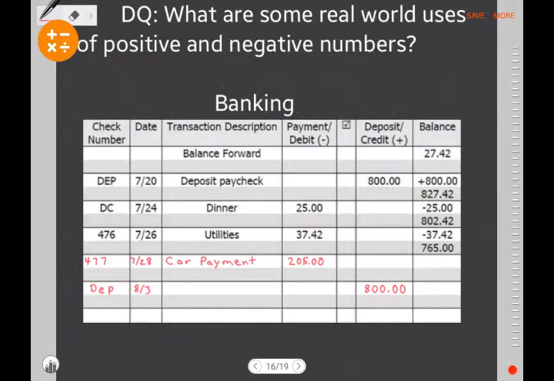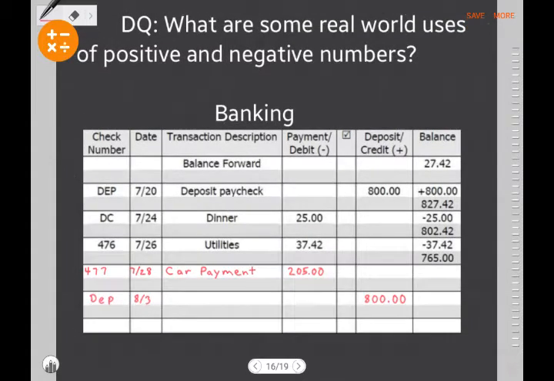Moving on. Here's an example from banking. This is someone's check registry. Let's look at the information that's recorded in a checking account registry. We have the check number. Every check you write has a number so you can keep track of it. We have the date that the check was written on, a description of the transaction, a column for debits or payments. So those are negative. That's money going out of your account. And then we have a column for deposits or credits. That's money that's being put into your account.